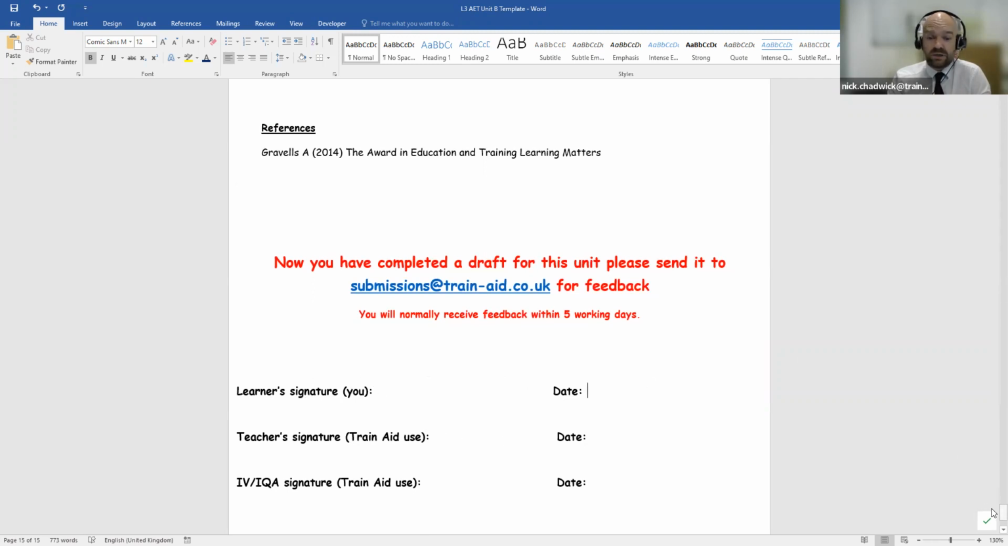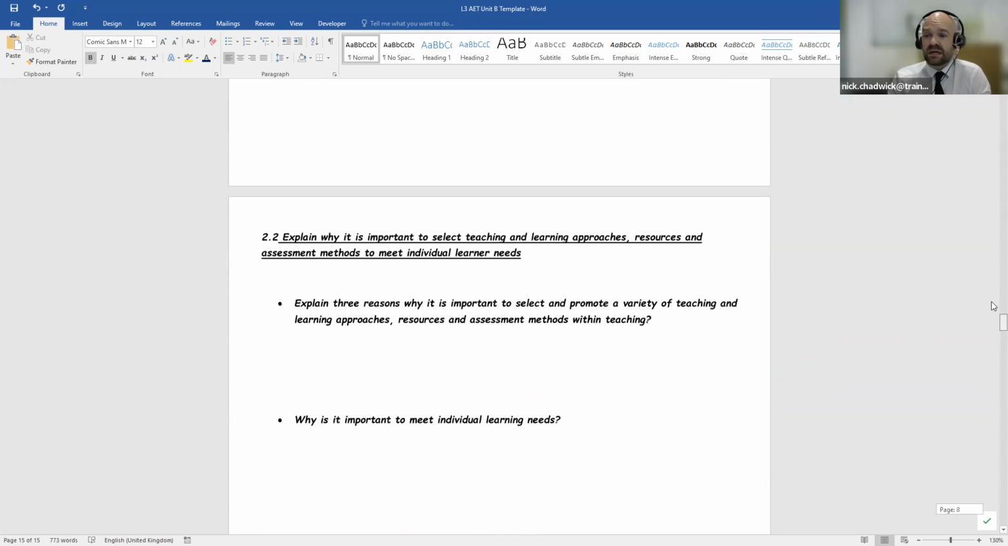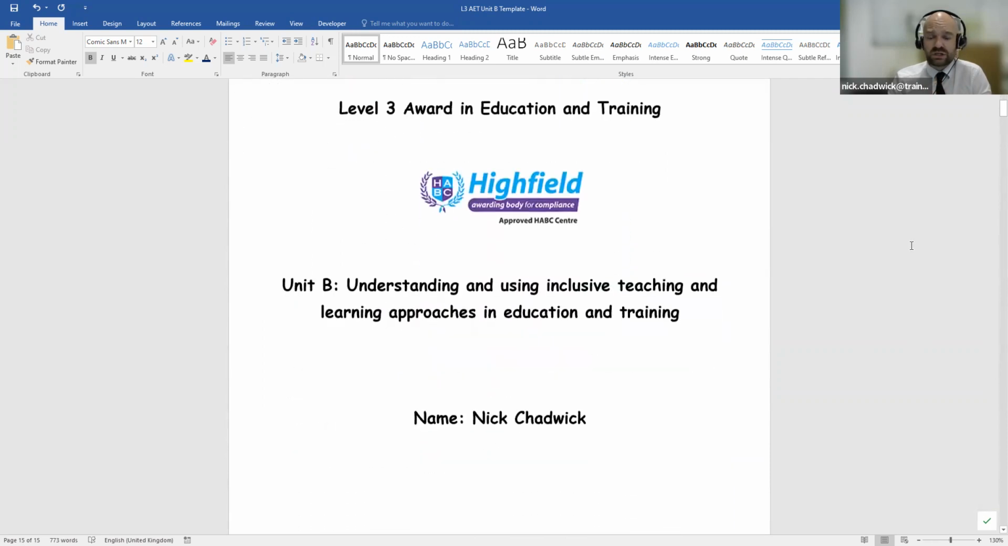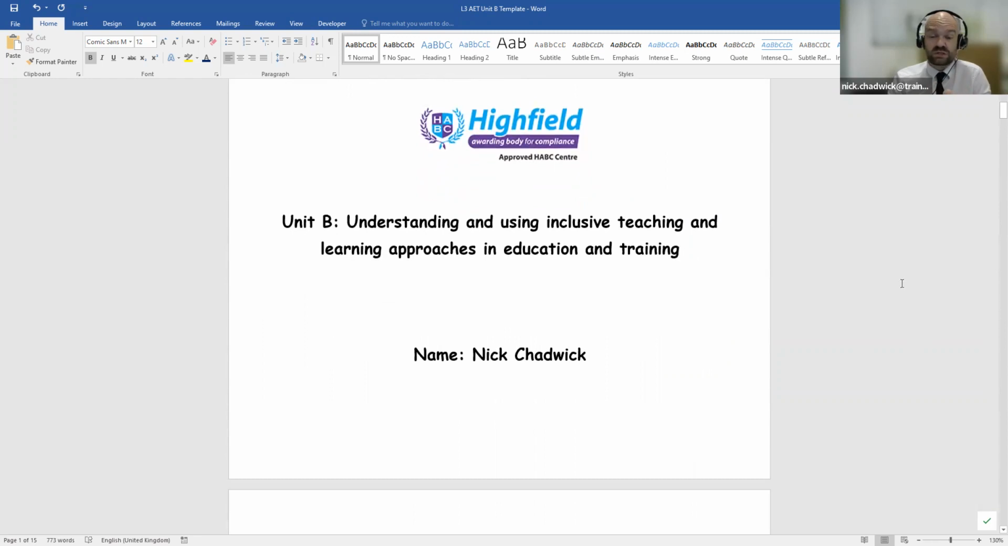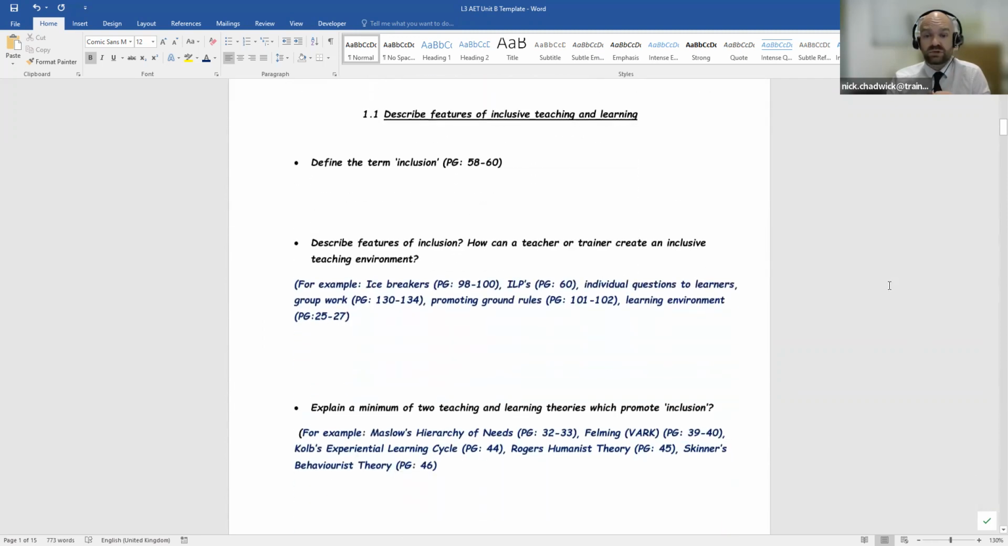And there you have it, folks. Okay, so that is our assignment template. And just remember, you can write as much detail as you wish. Once again, the suggested word count is between 2,000 to 3,000 words. Any questions, please do get in contact with the team, either over the phone or simply drop us an email as well. So hopefully this video has been useful.